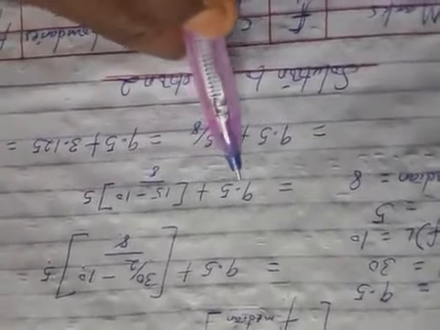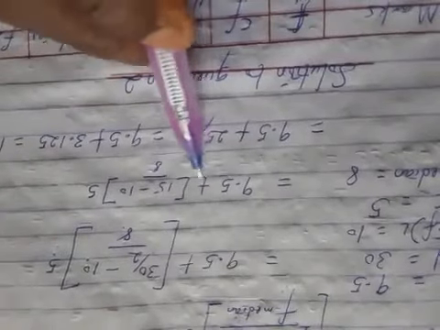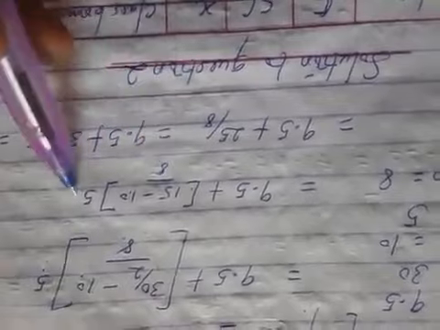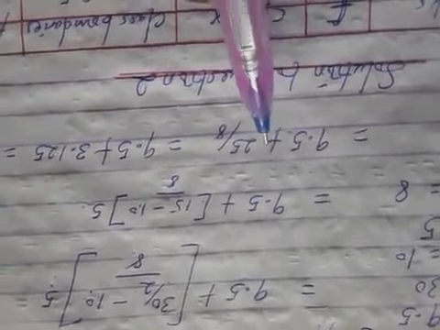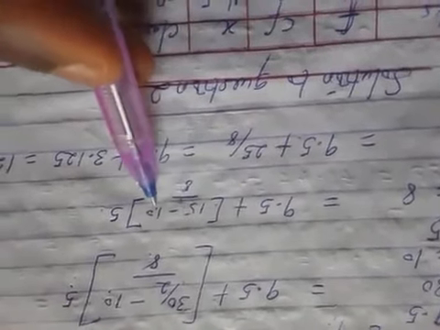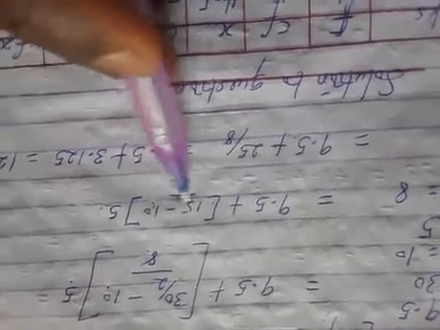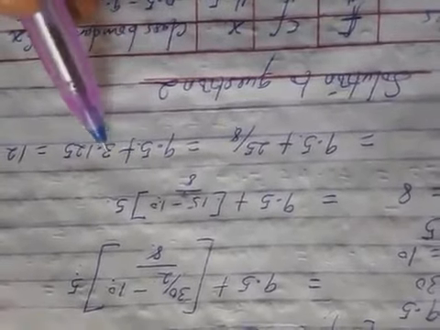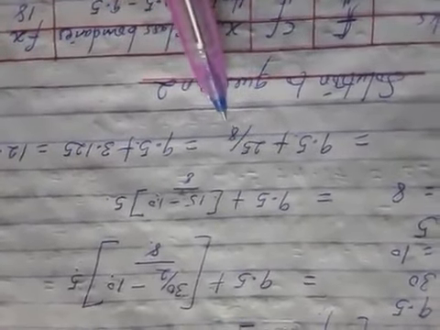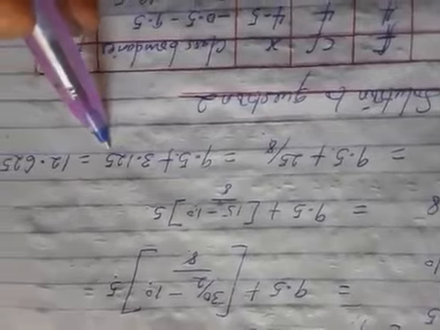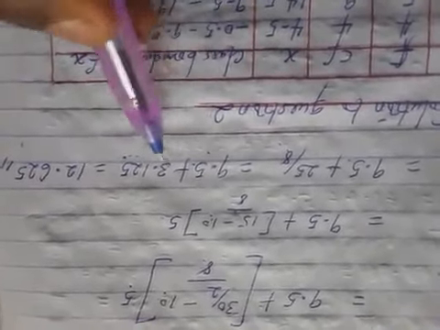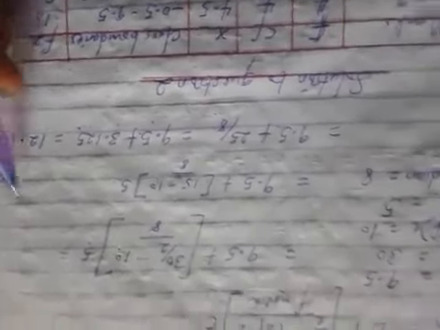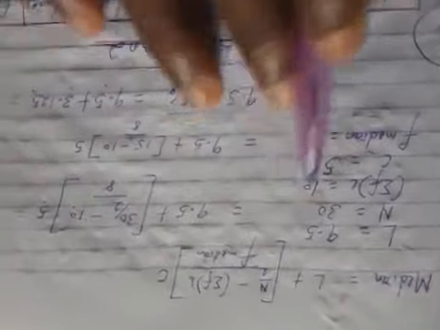So therefore, we now solve 9.5 plus 30 divided by 2, which is 15, minus 10, over 8, in bracket 5. 9.5 plus 15 minus 10 is 5. 5 times 5 is 25, over 8. So I have 9.5 plus 25 divided by 8, you get 3.125. So 9.5 plus 3.125, you get 12.625. So that is how to calculate your median.